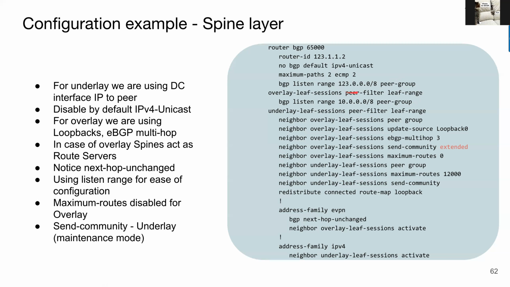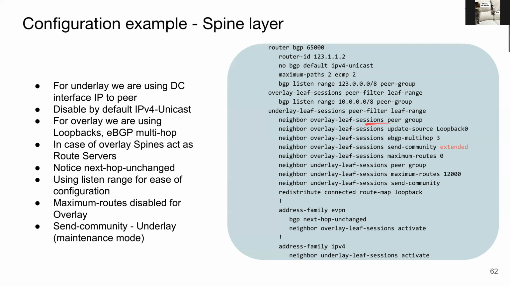These are going to be our loopback 0 IPs. Our underlay, we're using directly connected L3 interfaces. So we'll set up a listen range for our underlay, again adding the security of our specific AS numbers.